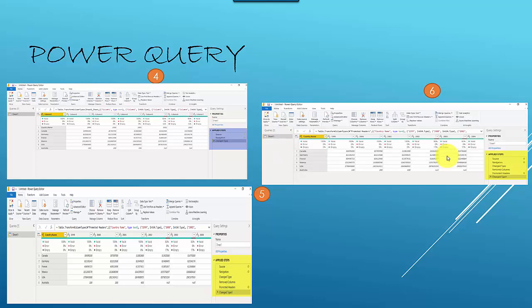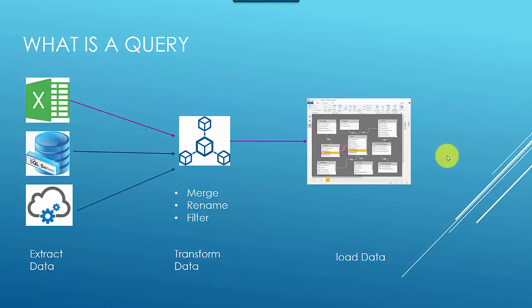So essentially Power Query consists of a combination of steps which involve connecting to the data source, transforming the data, and then loading the data, so that data becomes available to us in Power BI.